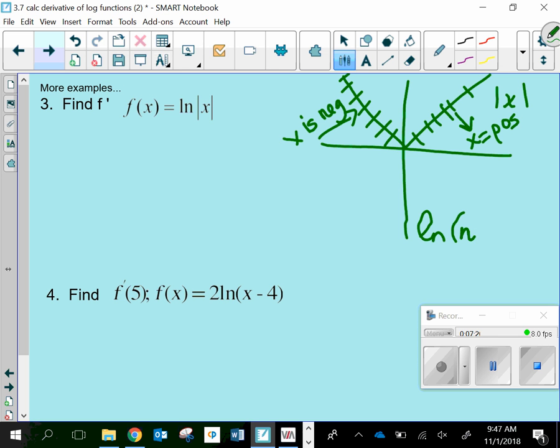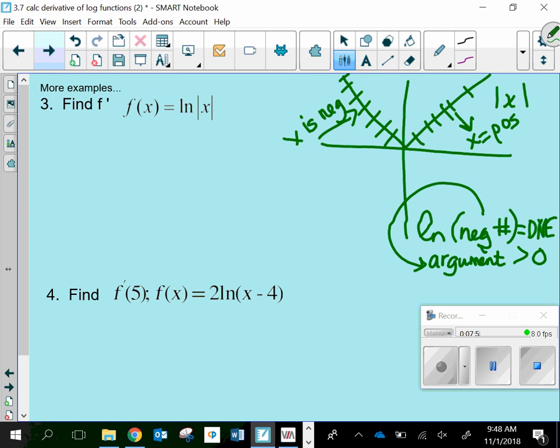Now, what do we know about this? The ln of a negative number does not exist. That's right. Just try it if you don't believe me. Try to get on your calculator, take any log of a negative number, it won't work. It doesn't have to be just ln. This is called the argument, and the argument has to be greater than 0. It can't even be 0. So that's why we're going to be not differentiable there.